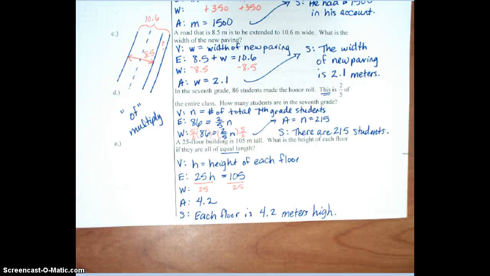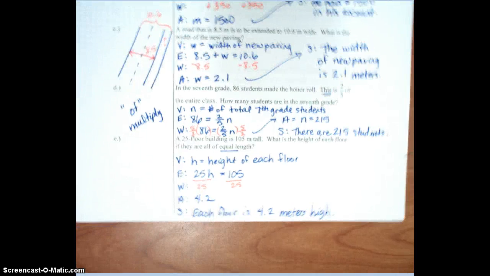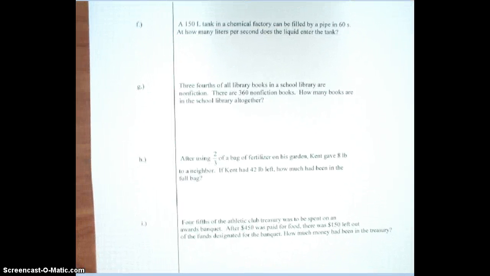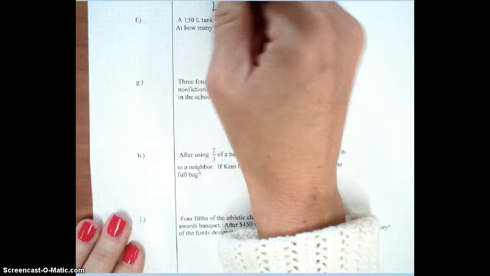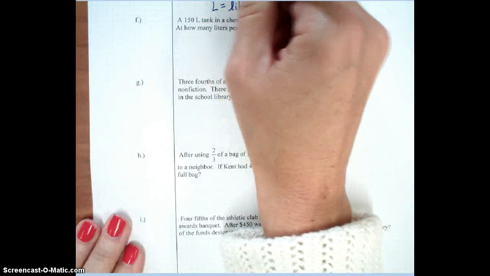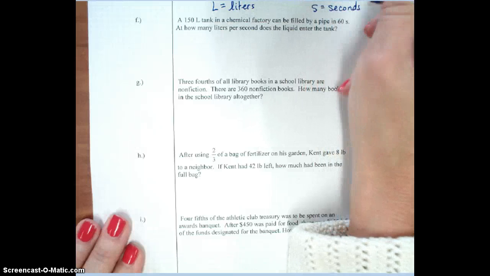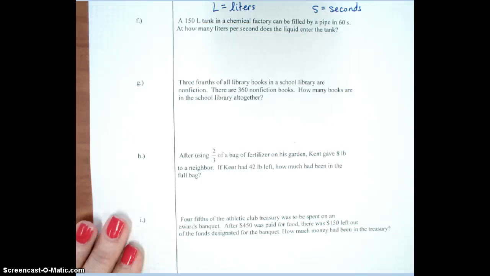All right, for the second page, we have a 150-liter tank in a chemical factory can be filled by a pipe in 60 seconds. So in this case, L represents liters, S represents seconds. At how many liters per second does the liquid enter the tank?